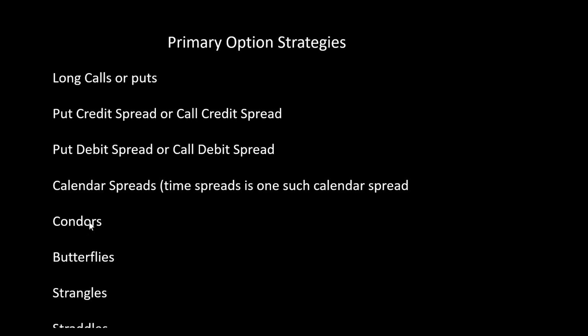And then there's things that I don't do: condors, which I don't do, butterflies I do some, and strangles and straddles. Strangles and straddles are also non-directional, and condors can be constructed to be non-directional. But these are the primary option strategies.